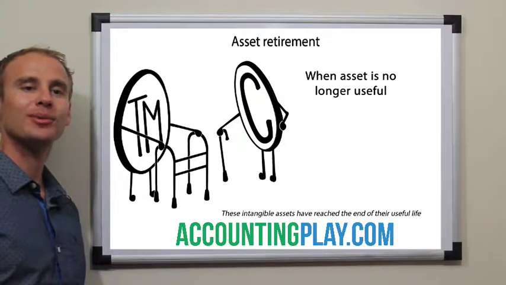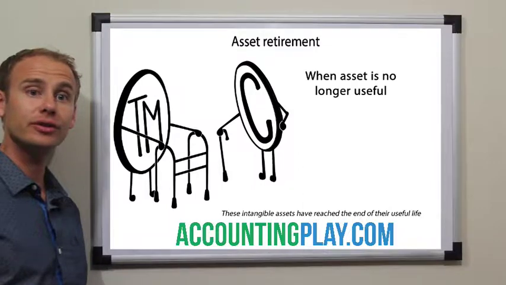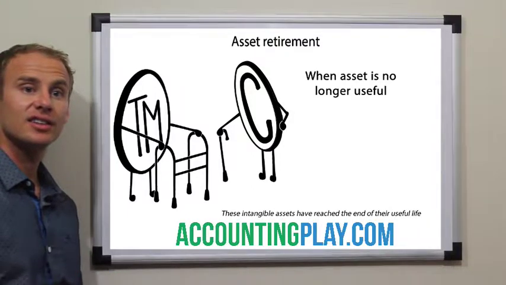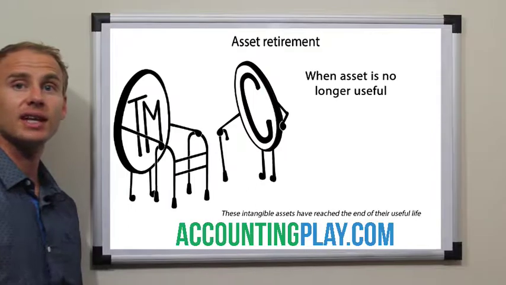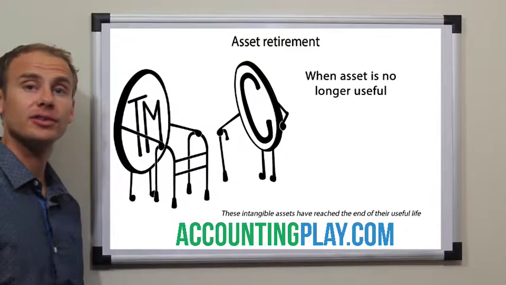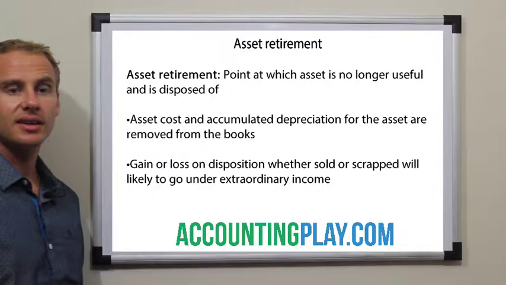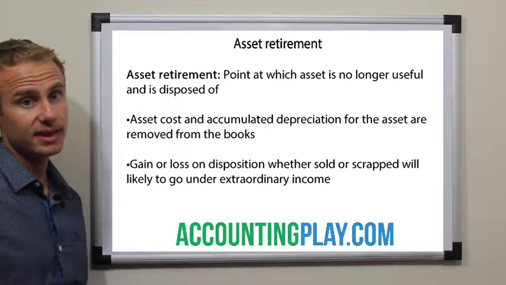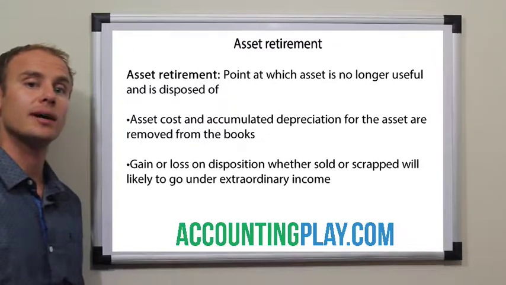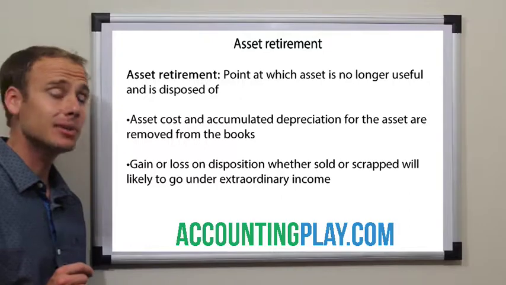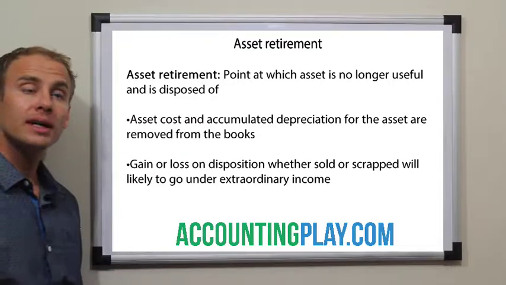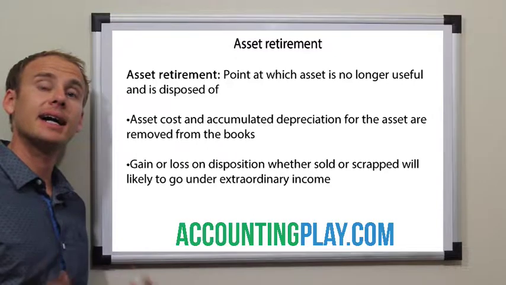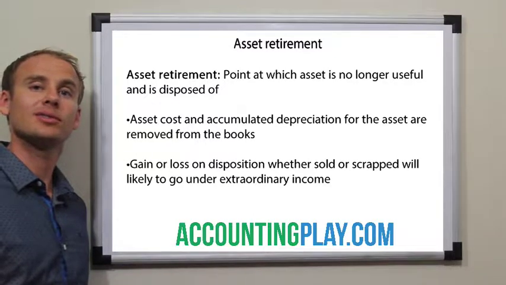Asset retirement is the point at which the asset is no longer useful and is disposed of. The asset cost and the accumulated depreciation for the asset are removed from the books during this process. There is typically either a gain or loss upon disposition, the act of getting rid of the asset, whether it is sold or scrapped, which may be classified as extraordinary income, or if in a different business type, it might be in regular income or its own particular line item, depending on the generally accepted accounting principles that follow.